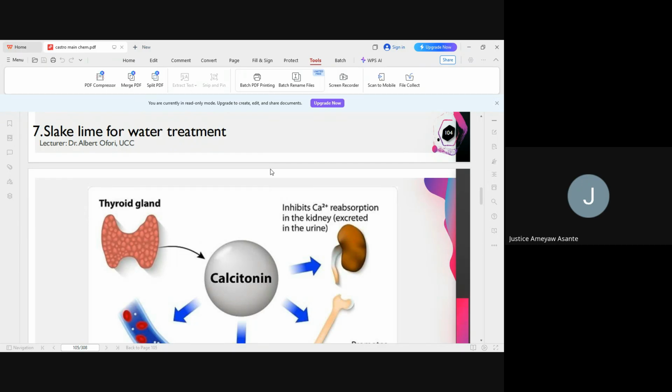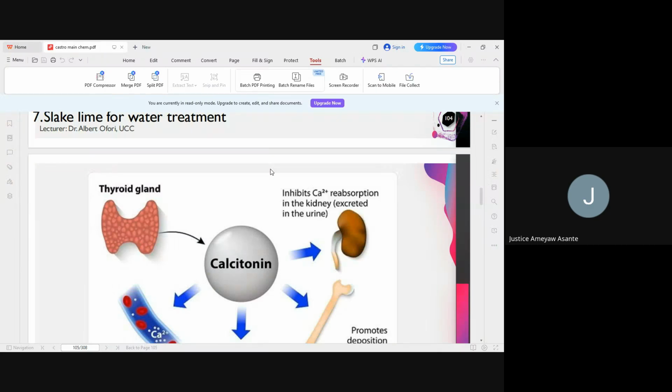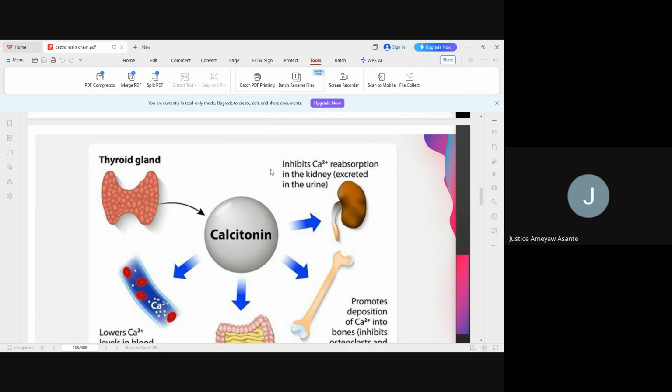Now, it also acts as an inhibitor. It inhibits calcium's reabsorption in the kidney so that it is excreted in the urine. So we have what we call calcitonin. Is it not calcium that is going to do that? And what does calcitonin refer to? It inhibits calcium ion reabsorption into the kidney, so that urine can excrete it.